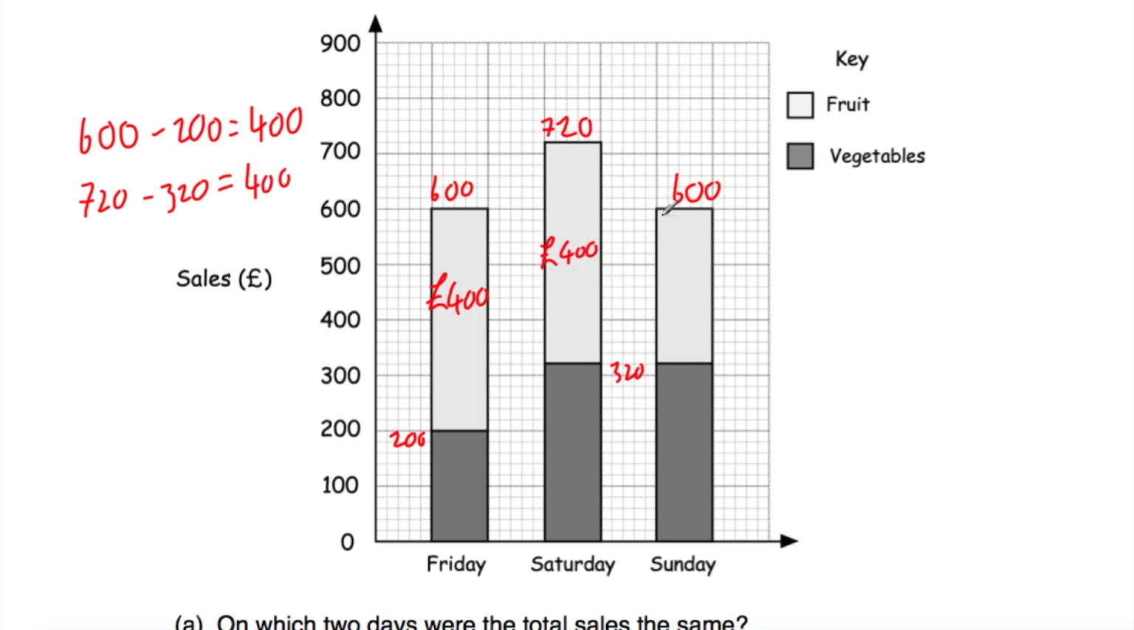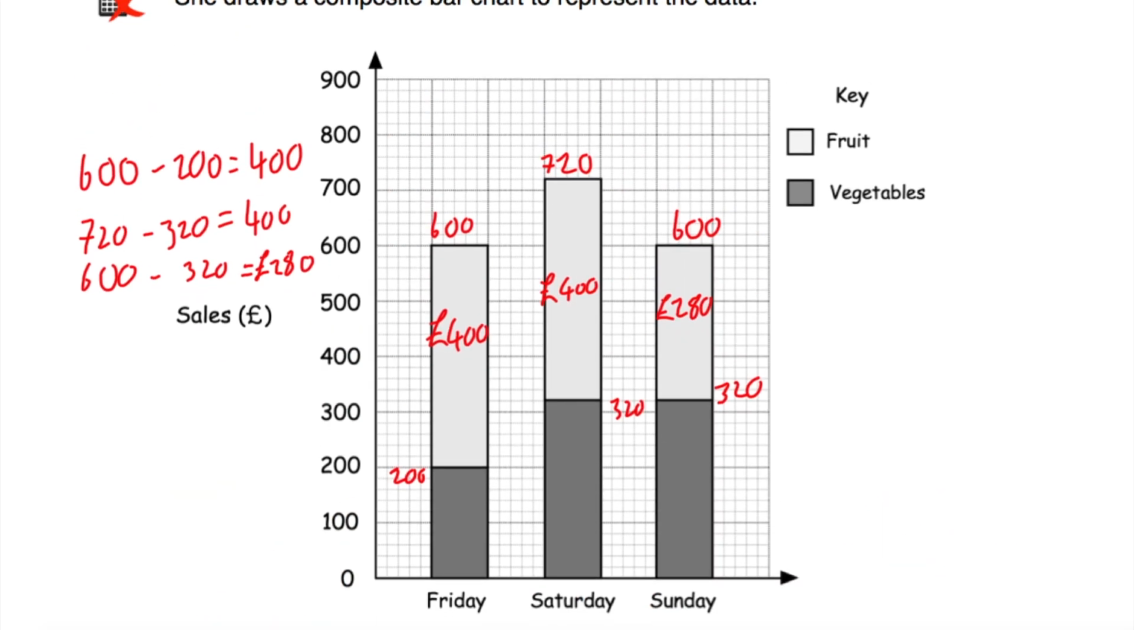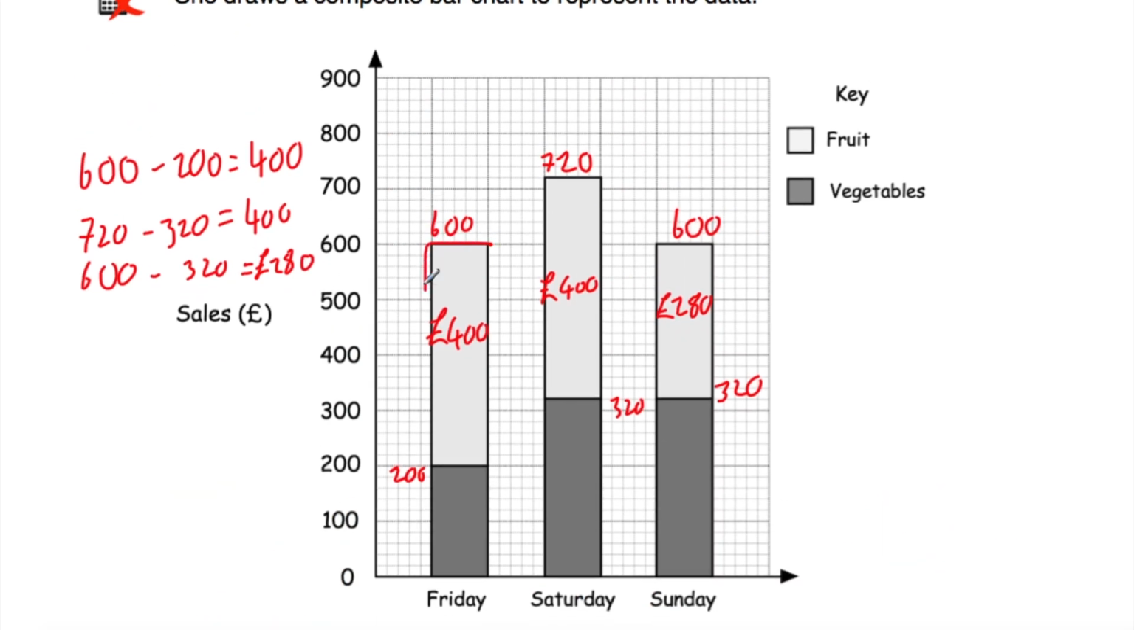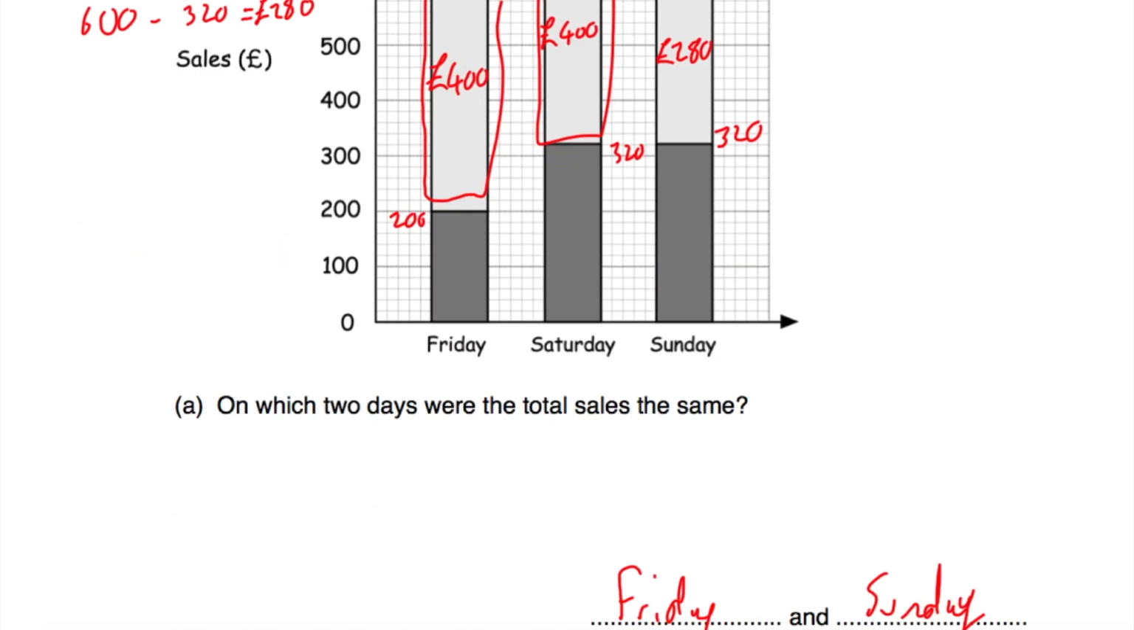And then this region here, just to see what we've got, that's 320 for Saturday in terms of the vegetables. She sold £600 altogether. 600 take away 320 is equal to £280. So she only sold £280 worth of fruit on Sunday. The question says, on which 2 days were the sales from the fruit the same? As you can see, we've got £400 worth on Friday, £400 worth on Saturday, so it's going to be Friday and Saturday. So Friday and Saturday.